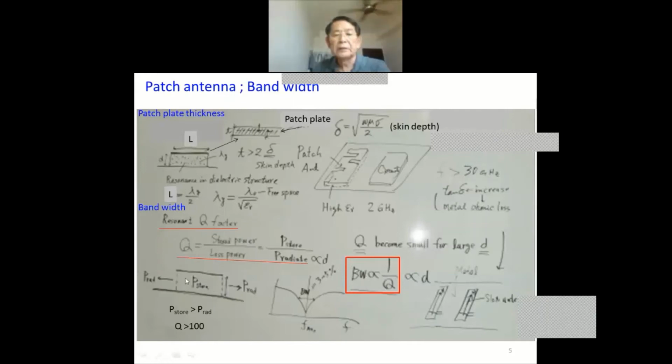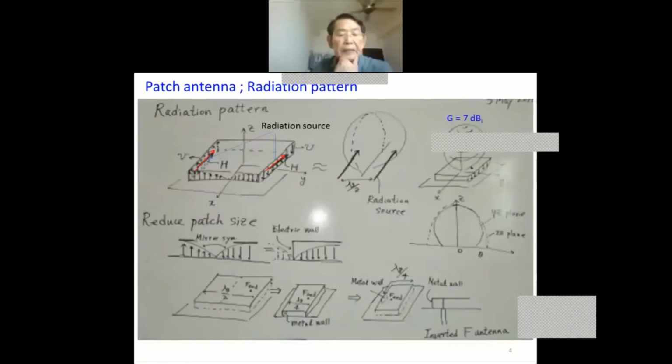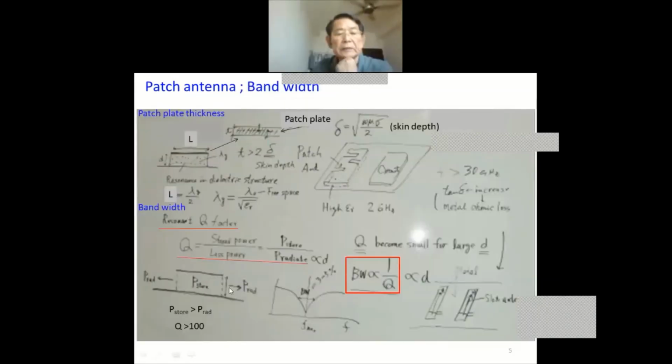So the bandwidth is determined by how strong the resonance is. If the resonance is strong, Q becomes higher, so the bandwidth becomes small. Are you okay? Okay, Sensei. Okay, from the principle of the resonator, we can understand the value of bandwidth.